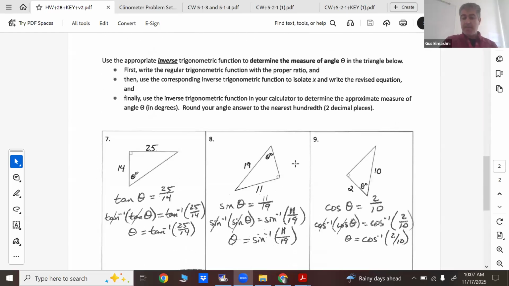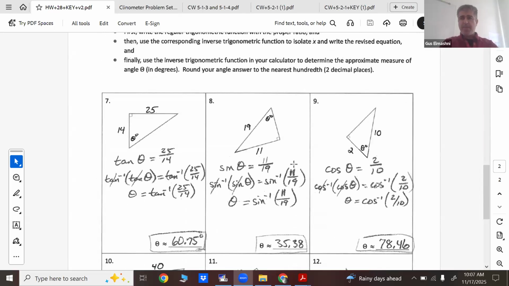Here we have to find the angles now. So to see theta, that looks like a little zero with a line through it, you have to do something called the inverse trig button. That's second, and then the button on your calculator. We'll make sure we do a quick review of that today and before the quiz tomorrow. But make sure you're aware how to do that.